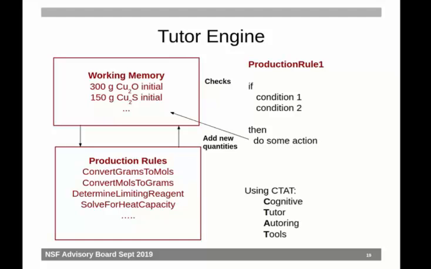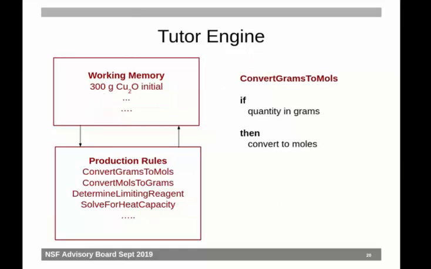So here's a more concrete example of that. We're using the cognitive tutor authoring tools from Ken Koedinger's group, co-PI on this project. There's a rule that's convert grams to moles, and working memory has an initial amount of copper oxide in grams, so that matches the if statement. It gets converted to moles, and that goes there. So in this case it is a productive step, but one issue is that the production rules will just run and generate valid things that can be done.